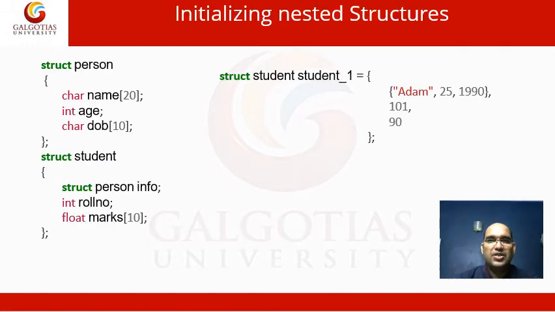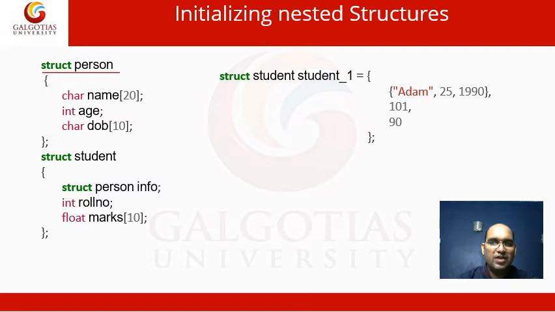Now coming to initializing a nested structure, that is, how we can initialize the values if the structures are nested. Suppose you have the structure person, with name, age and date of birth, and we have struct student, in which we are using this struct person info, then int roll number and float marks. This is the same as the example which we did in the last slide, right?